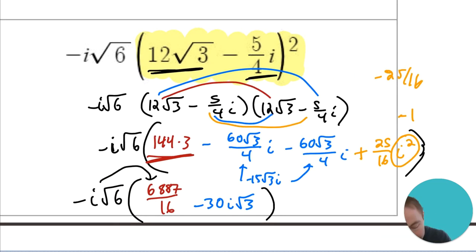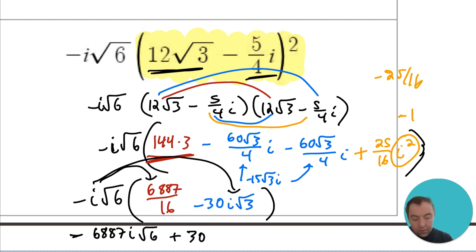So when this distributes to here, then you get 6,887i root 6 in that order multiplied by a negative. And then when you distribute to here, you're going to have a negative times a negative, so a positive, and then your 30, and then you do have an i multiplying with an i, so it becomes i squared. And then root 3 times root 6, because there are both positive numbers underneath the radicals, they can multiply together under the same root and become root 18.